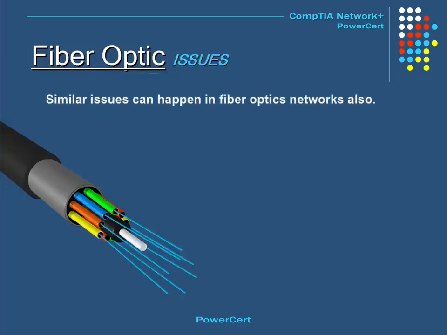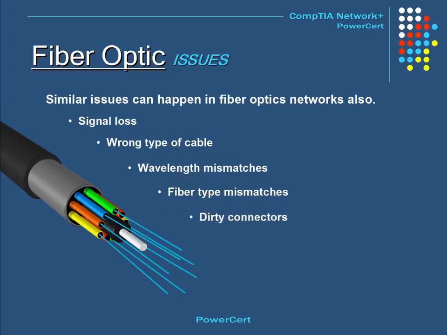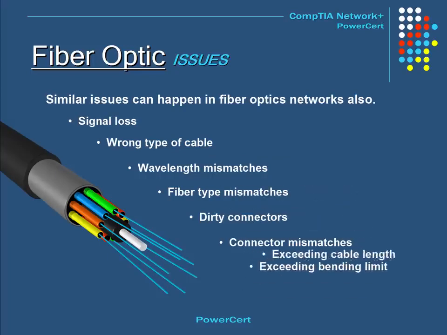Similar issues can happen in fiber optic networks as well, such as signal loss or attenuation. Other factors include using the wrong type of cable, wavelength mismatches, fiber type mismatches, dirty connectors, connector mismatches, bending the cable too much, and exceeding the cable length limitations.